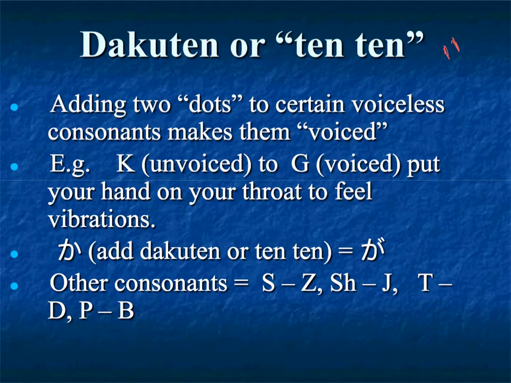So ka, if you add dakuten or ten-ten, you get ga. So notice that's where the ten-ten comes on that one. And of course, for other characters, you will also find that this happens. So the sa column, you have sa, shi, su, se, so. If you add a ten-ten to all of those, you get za, ji, zu, ze, zo. For ta, you have ta, chi, tsu, te, to, but if you add ten-ten to all those characters, you get da, ji, zu, de, do. Okay, so we'll go over those individually as we go over those particular characters.